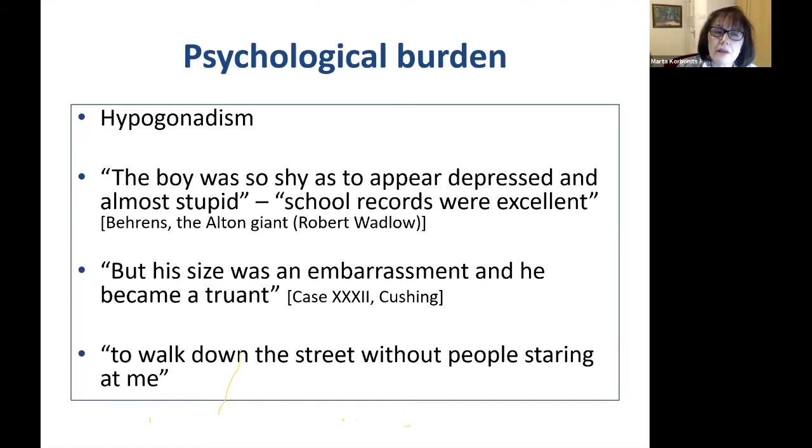Also, there is this description: the boy was so shy as to appear depressed and almost stupid. And this was said about Robert Wadlow, while his school records were excellent and he certainly had a perfectly normal intellect. For another case, it says, but his size was an embarrassment and he became a truant. So clearly this extreme height is really, really damaging both for female and male patients. And many of them wish to walk down the street without people staring at them, which unfortunately would not happen.